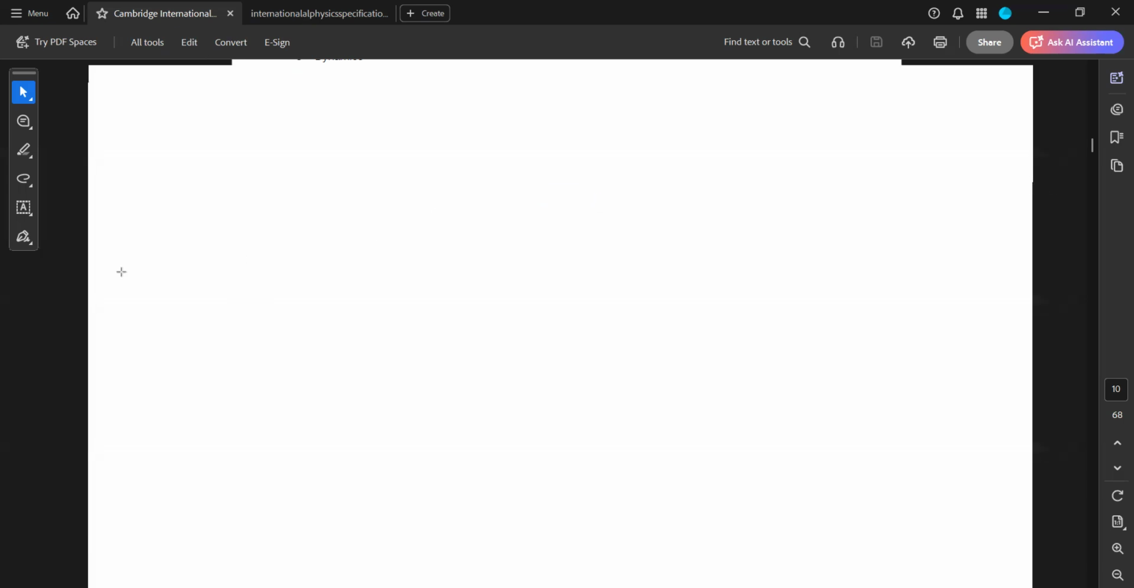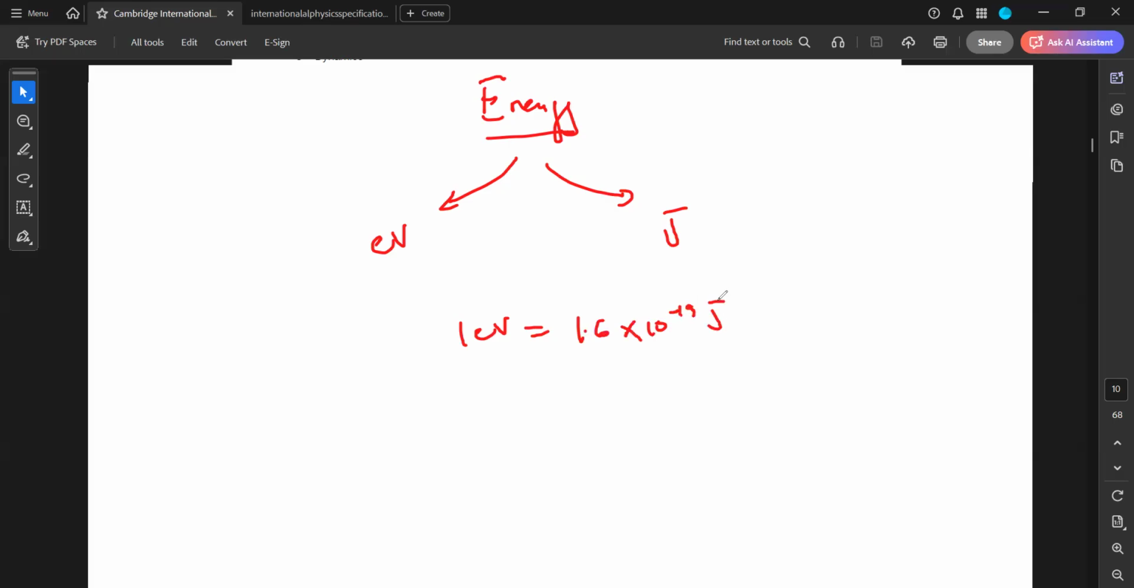So what is the unit of energy? The unit of energy is joules, but we can also use the other unit, the electron volt, normally used for particles. So electron volt is one unit and joule is another unit. One electron volt is equivalent to 1.6 into 10 power minus 19 joules. But when you substitute values in formulas like E equals hf or E equals hc over lambda, the energy should always be in joules. Normally the question will give you energy in electron volts, so don't forget to convert energy into joules.